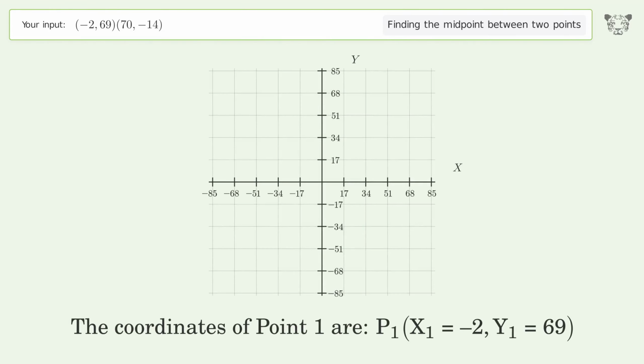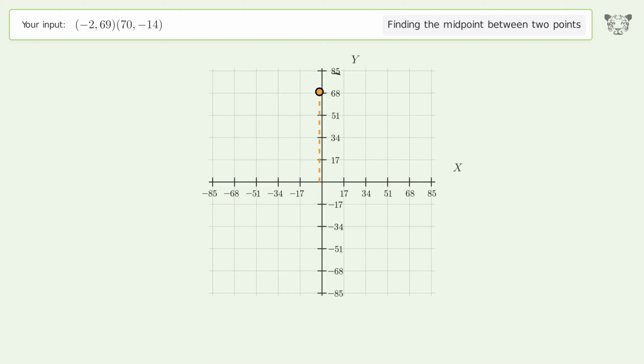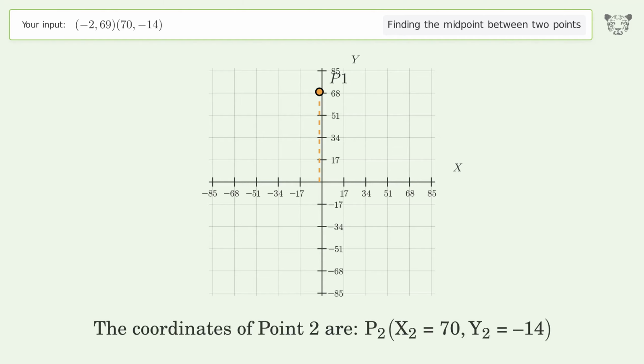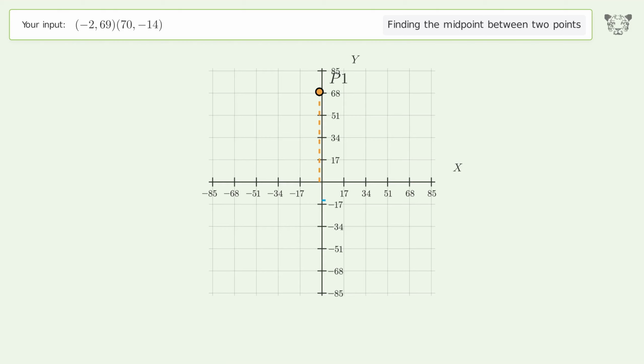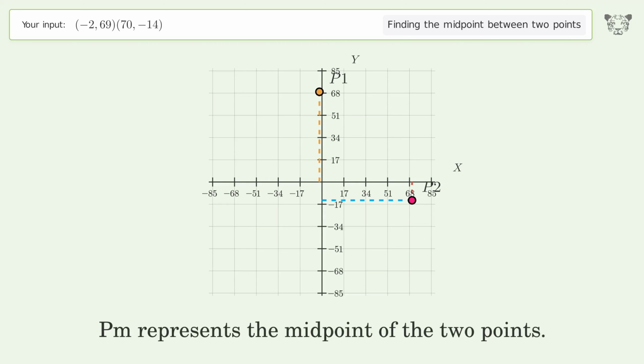The coordinates of point 1 are x1 equals -2, y1 equals 69. The coordinates of point 2 are x2 equals 70, y2 equals -14. PM represents the midpoint of the 2 points.